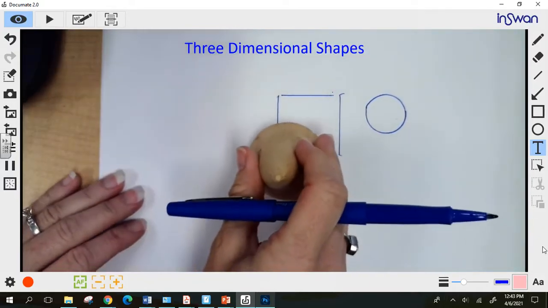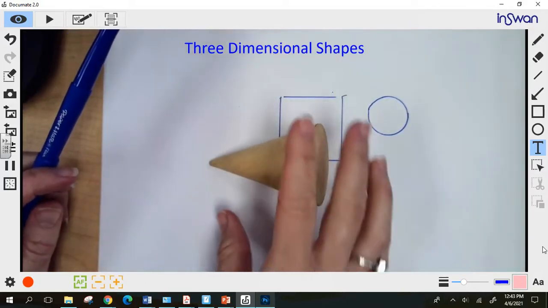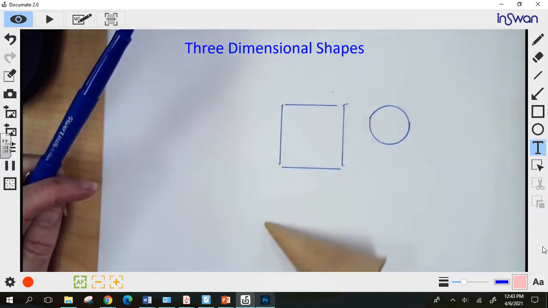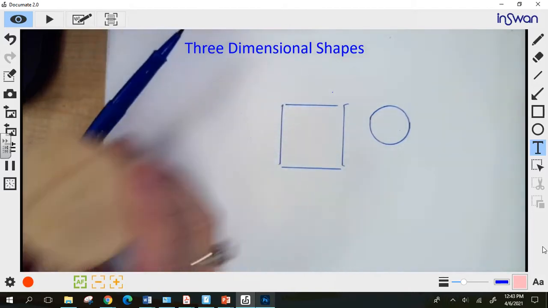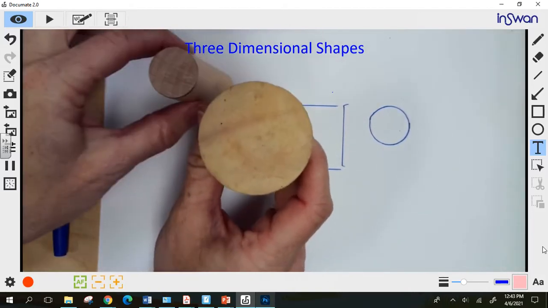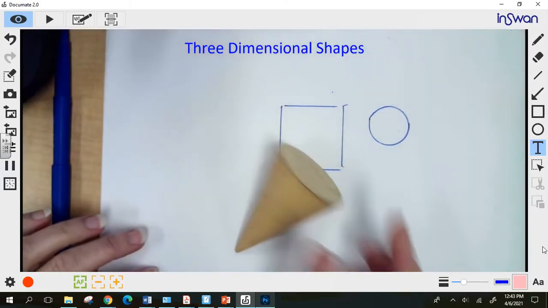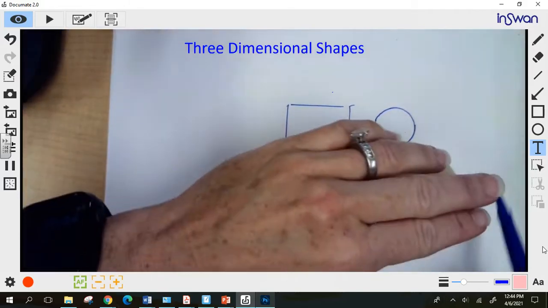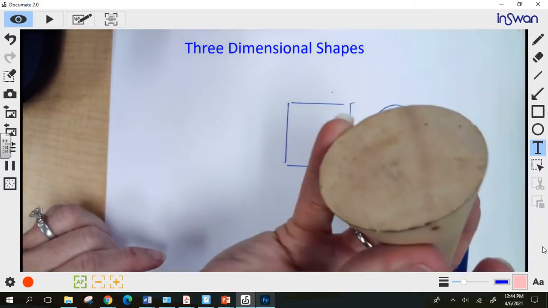Another one you've been studying this week is a cone. And cones are easy to remember because people think of an ice cream cone. Look at this one, though. So again, it's able to roll. Well, what do you notice? One of its shapes is a circle. So when they have a circular face, you're going to have a three-dimensional shape that's able to roll. So if we trace this one, we would also get a circle.